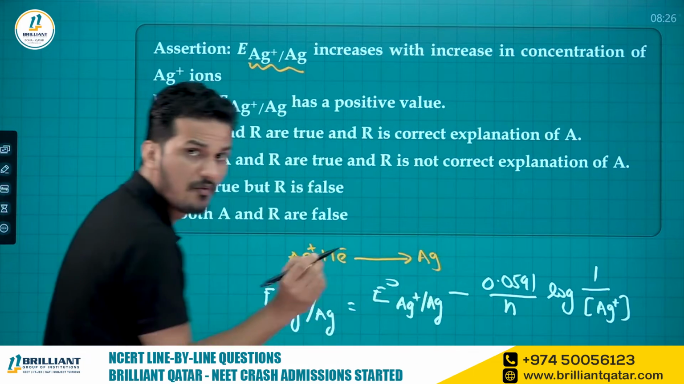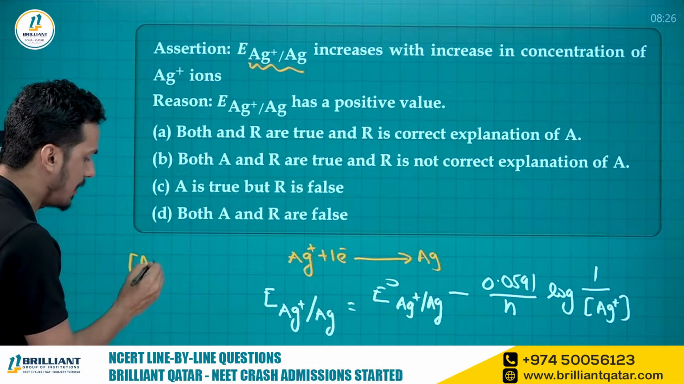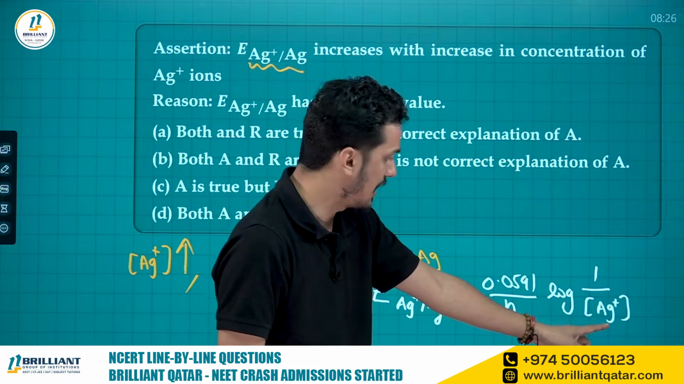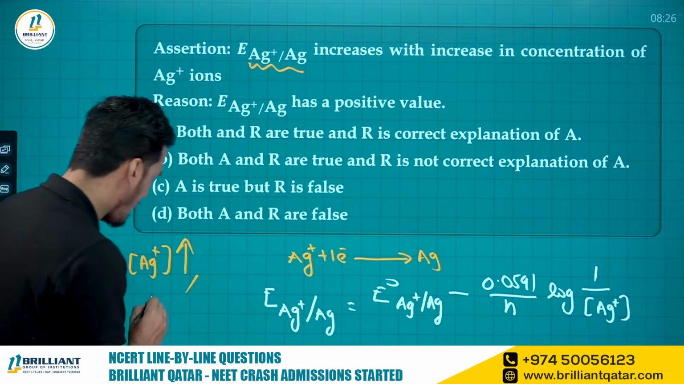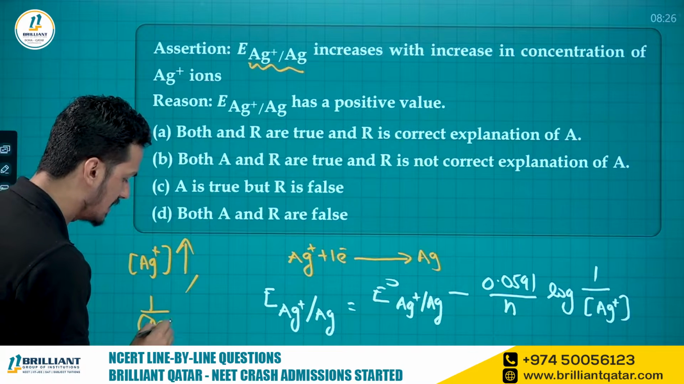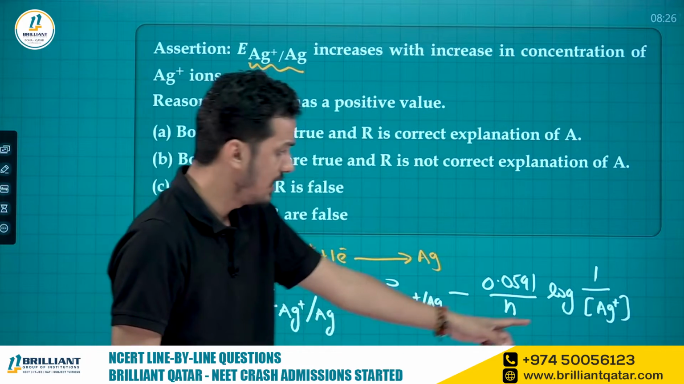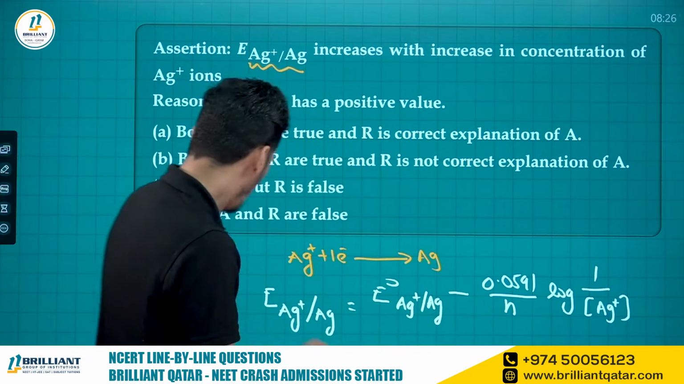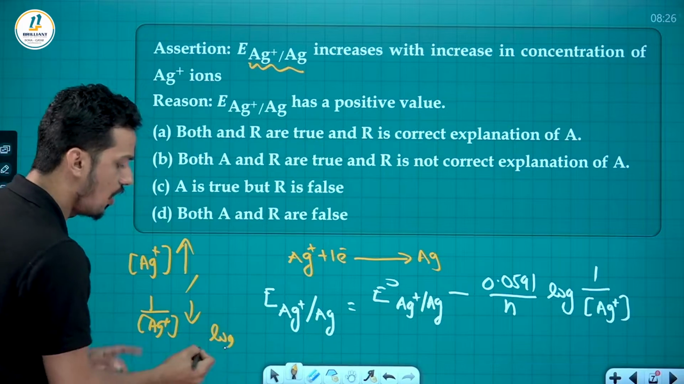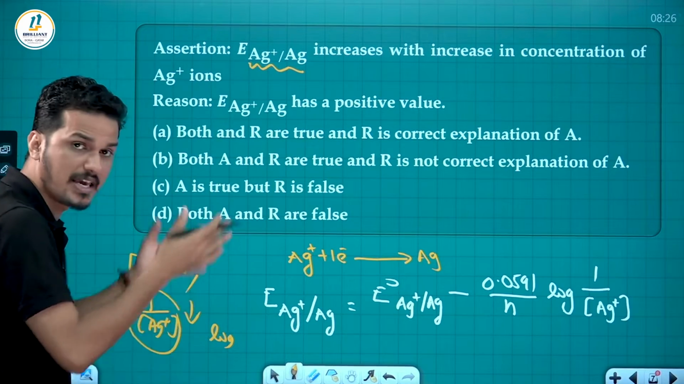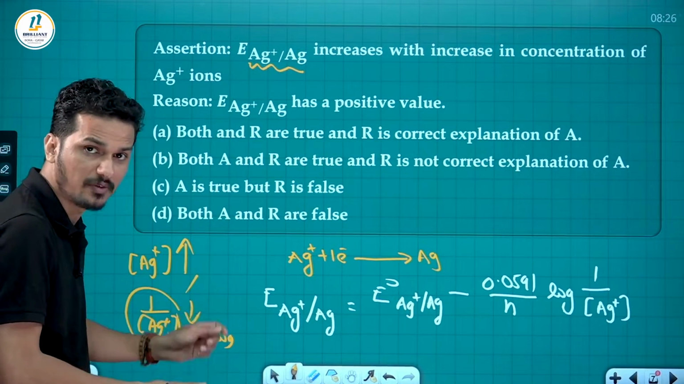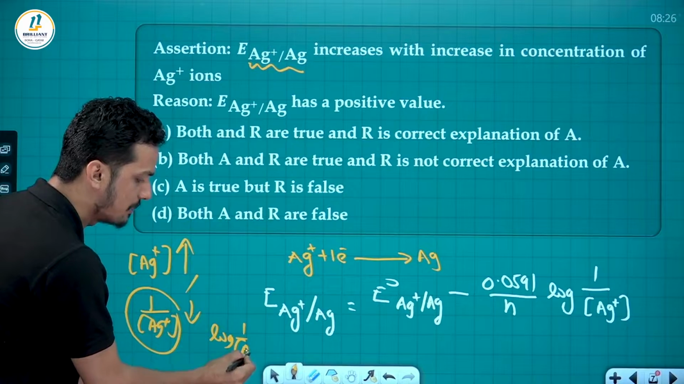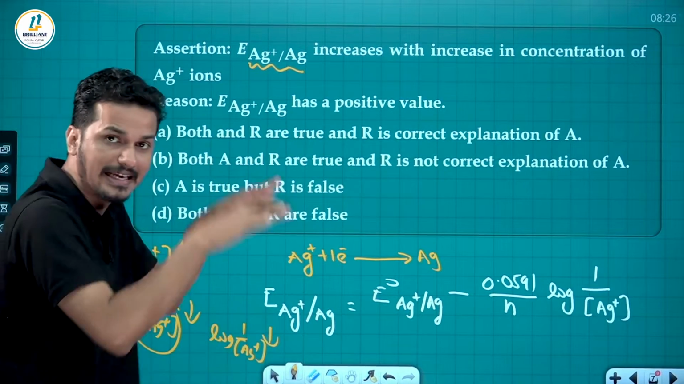Now look here: whenever the concentration of Ag plus increases, 1 by Ag plus decreases. Ag plus increases means 1 by Ag plus decreases, and automatically the logarithm of 1 by Ag plus will also decrease, because 1 by Ag plus is decreasing.